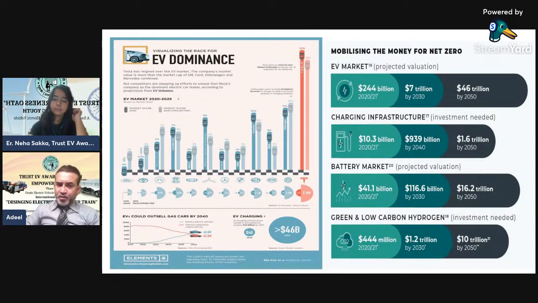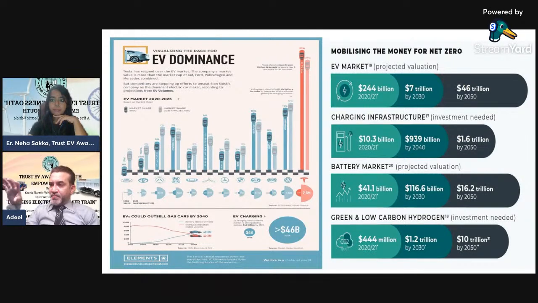Now, when you look at the EV dominance here, you can see EVs could outsell gas cars by 2040. And of course, we all know that in this market, Tesla is the manufacturer which is leading the market. Here you can also see other brands such as Toyota, which is just 0.5% of the market. After Tesla, who is competing with Tesla is probably Tesla itself, and then Volkswagen, Audi, BMW, and BYD, which is a Chinese manufacturer.